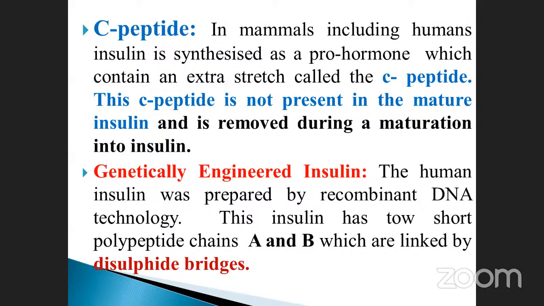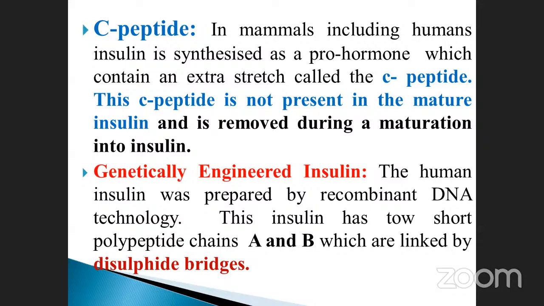C peptide, just note it down, insulin, must mind it. In this category there is a pro-hormone. What is the meaning of pro-hormone? It's nothing but a hormone with extra stretches present. Suppose it matures, what happens to the extra stretch? It is completely removed. So that is genetically engineered insulin.